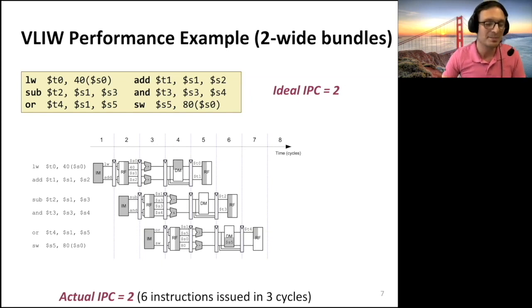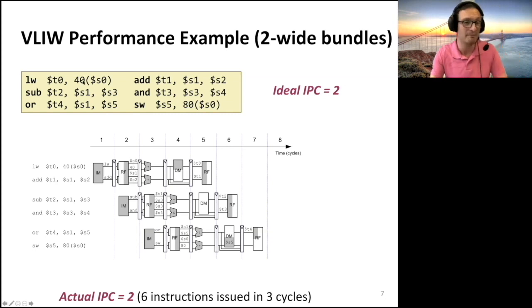Okay, so we get an actual IPC of 2. So life is beautiful, of course, in this case, assuming the compiler can pack instructions nicely like this.